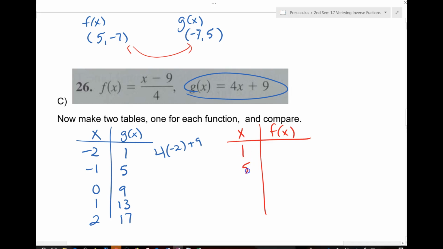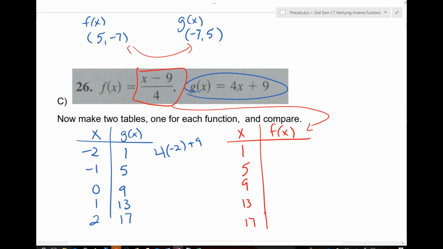Yep, you're going to want to go 1, 5, 9, 13, and 17. You want to be strategic to use those numbers when you plug them in. Because if you strategically use those, and I've done this right, and they're inverses of each other, I will get the other value. So this time, we're going to plug it into this function, okay?